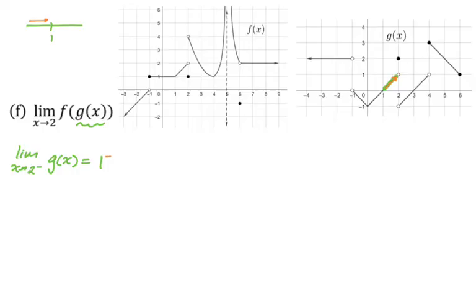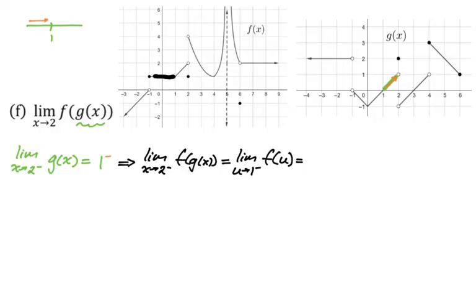Rewrite. So I'm not going to make you watch that. There we go. We've rewritten it. The limit as x approaches 2 from the left of f of g of x is now equal to the limit as u approaches 1 from the left of f of u. So now we just look at the graph of f and we say what's happening as we approach 1 from the left. We're just on that horizontal line, it's always 1. So that's going to give us 1.